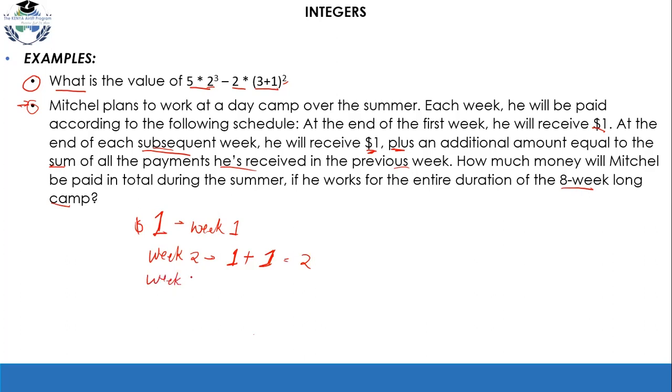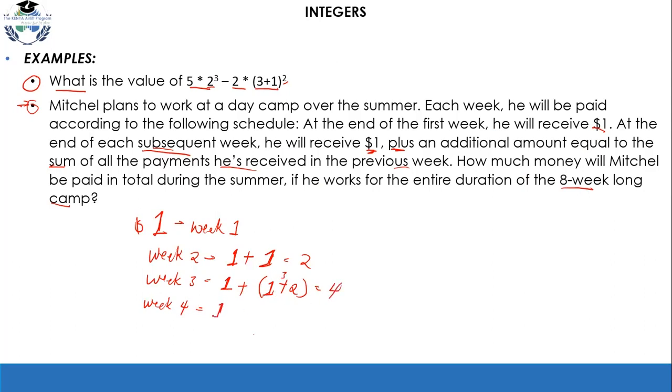So week 3 will be what? $1 plus all the previous weeks. What will be the previous weeks here? It will be 1 for week 1, plus 2 for week 2. So this is going to be what? 2 plus 1 is 3, plus 1 here gives you 4.